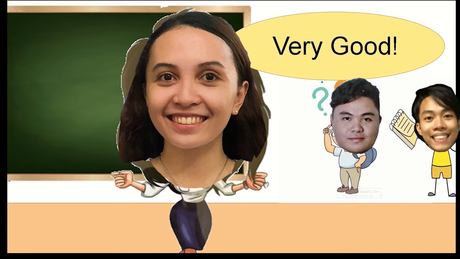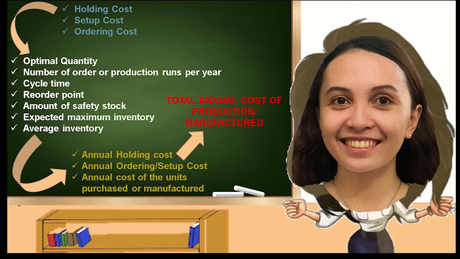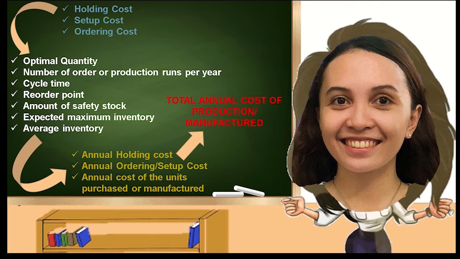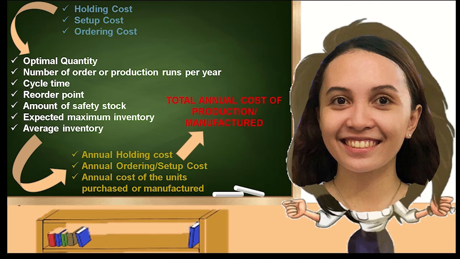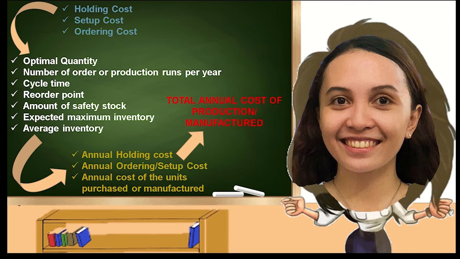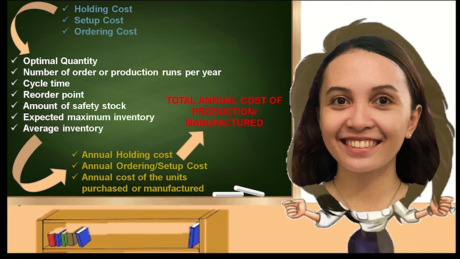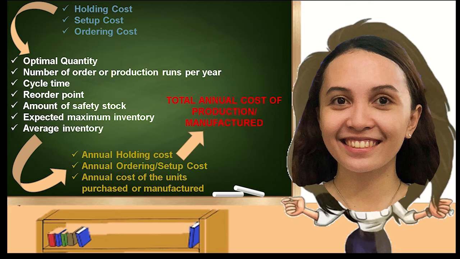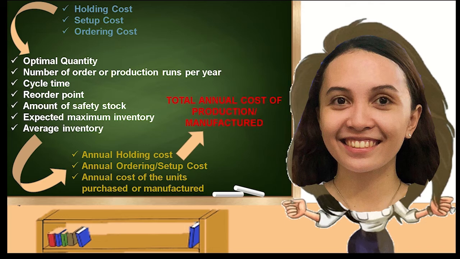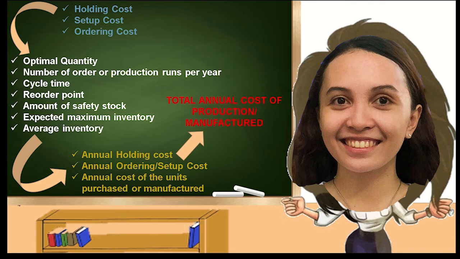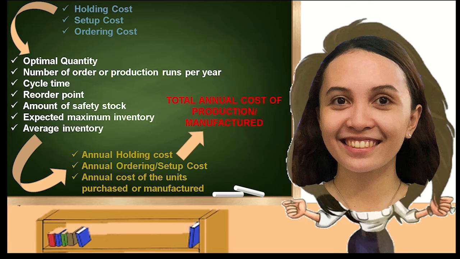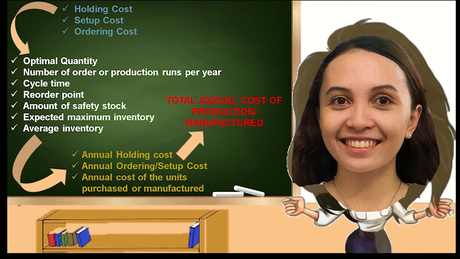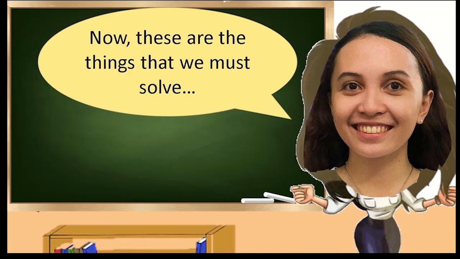Very good! To easily understand, this is how it works. First, we have to solve for the three costs, namely the holding, setup, and ordering cost, in order to answer the following: optimal quantity, number of orders, cycle time, reorder point, amount of safety stock, expected maximum inventory, and average inventory. Down to the three main costs to answer the total annual cost of production or manufacturing. Now, these are the things that we must solve.